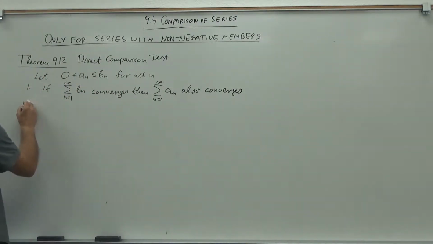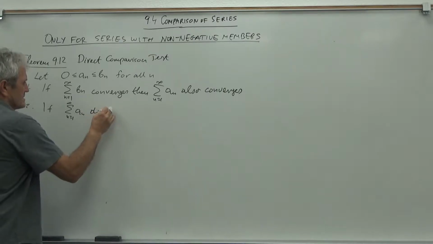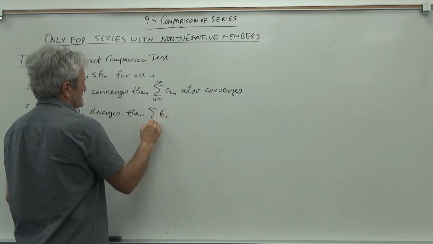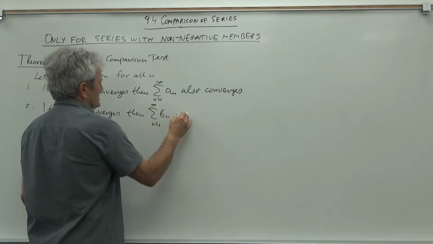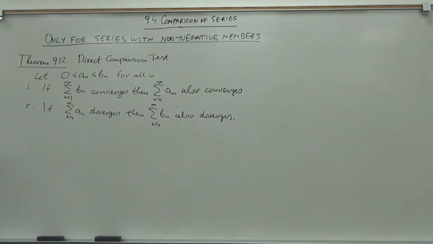If the sum of a_n, n goes 1 to infinity, diverges, then the sum of b_n also diverges. This is just common sense reasoning, but there is also one very important warning about the way you apply it.